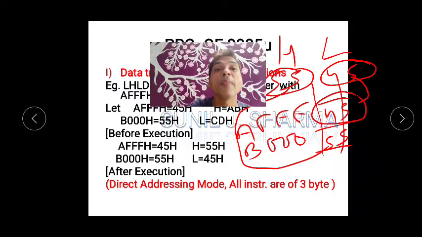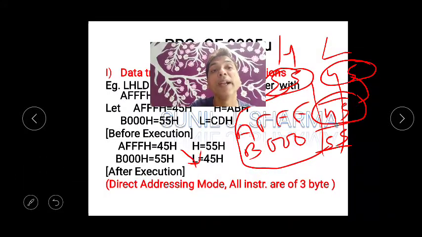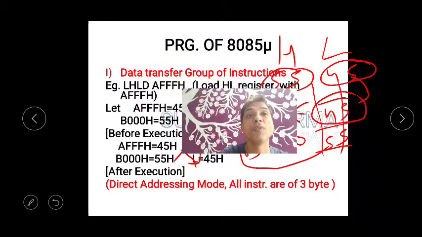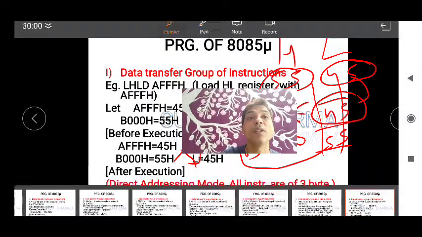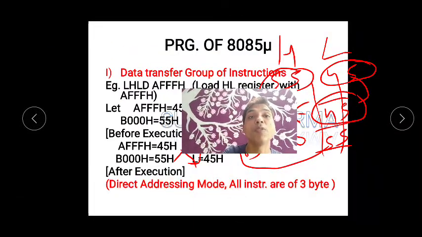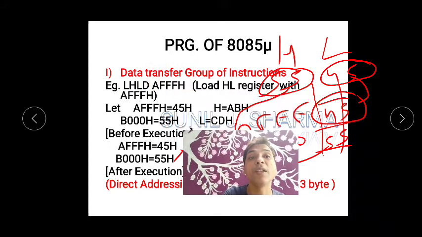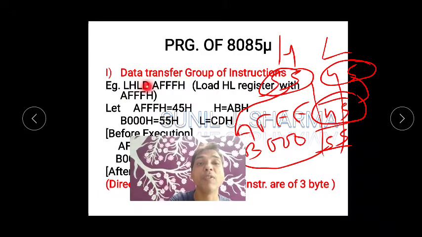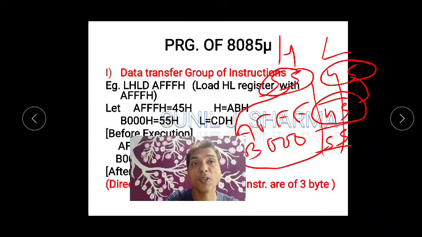So can you see here, this address is having 45, so that is given to L, and the immediate next, that is higher order, will be given to H. Now this instruction belongs to direct addressing mode, because the address is specified in the instruction, and this is a 3 byte instruction because LHLD will be having 1 byte and 2 bytes for this. Now I hope you got this.